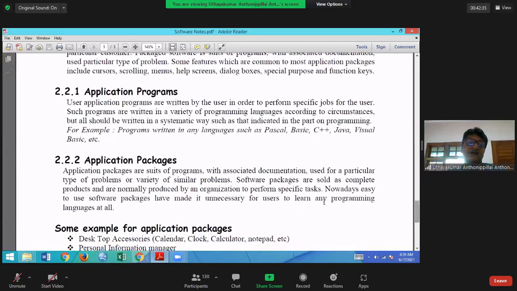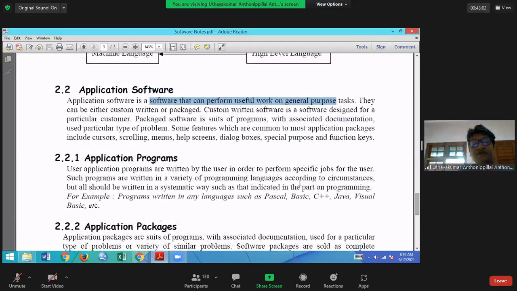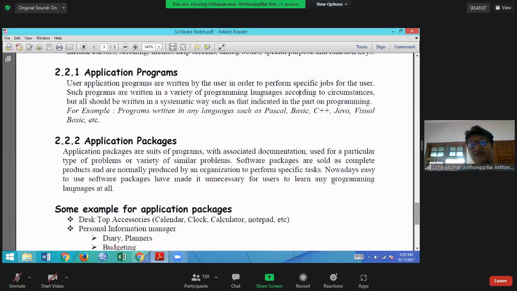Packages, for our purpose, when we are using anything, it comes under package. Word, Excel, Access, PowerPoint, or Corel Draw, Photoshop, Photo Paint, whatever the normal day-to-day package we are using, everything comes under packages, right? So mainly we can classify application software into programming languages and packages, right?